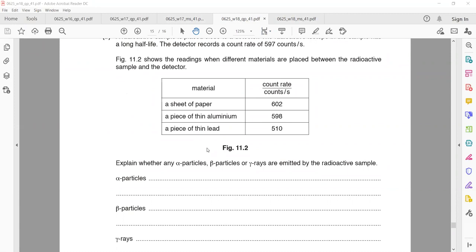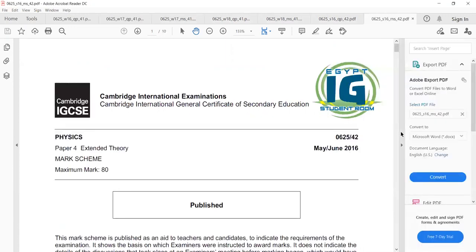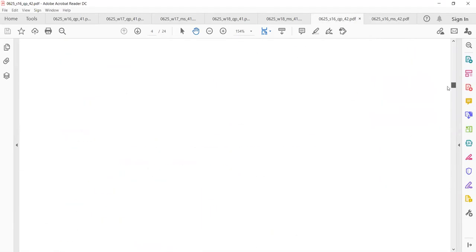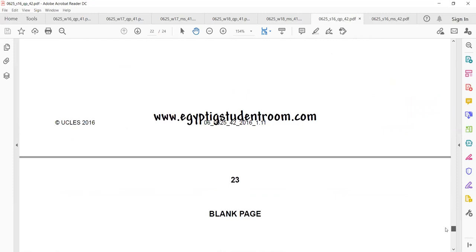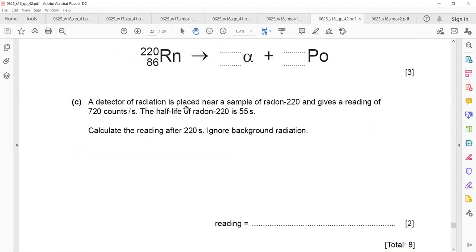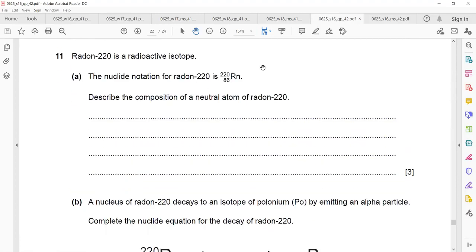This is the second variant of May-June 2016. There is a similar question with radon-220, a radioactive nuclide, and the nuclide notation is given.